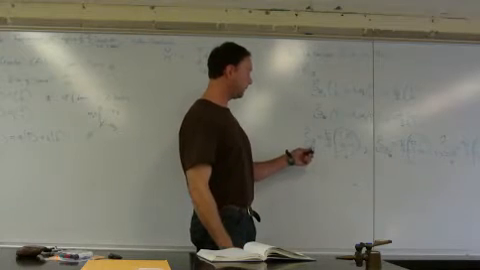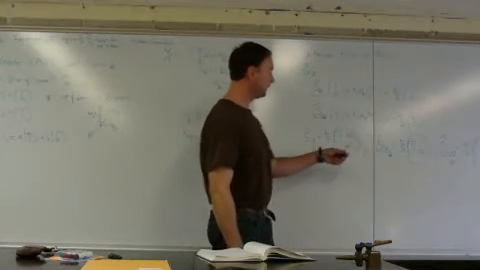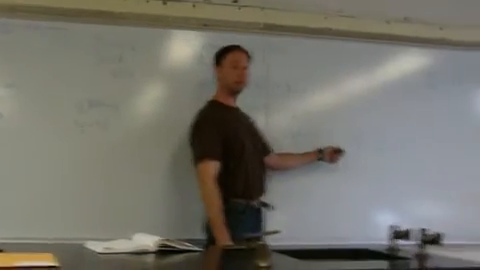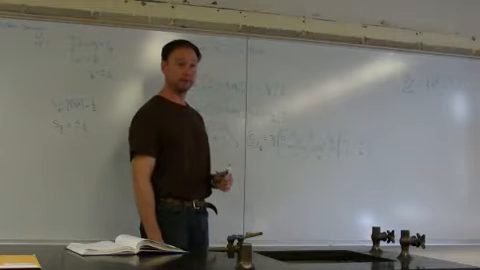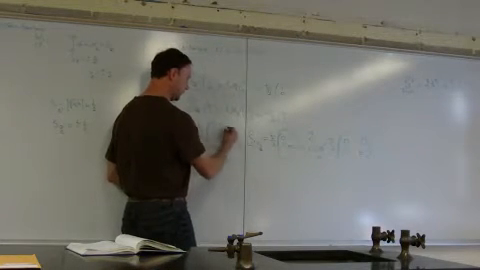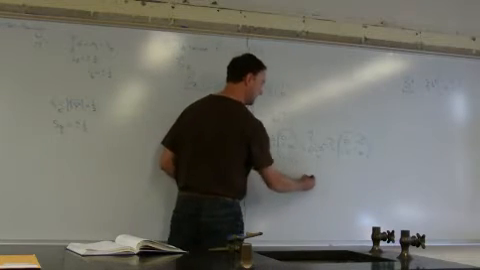I have an operator that gives me SZ. I have an operator that gives me SX. And I have an operator that gives me SY. That's what those operators look like. These things alone are called Pauli spin matrices.